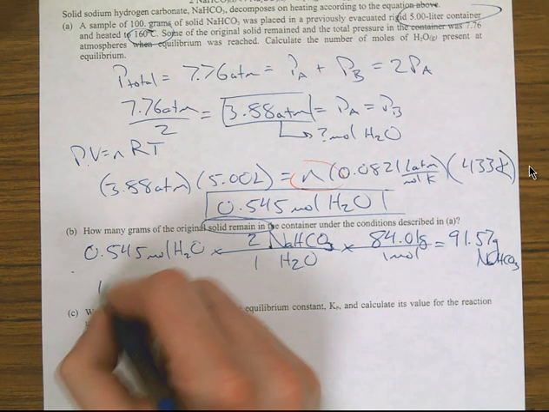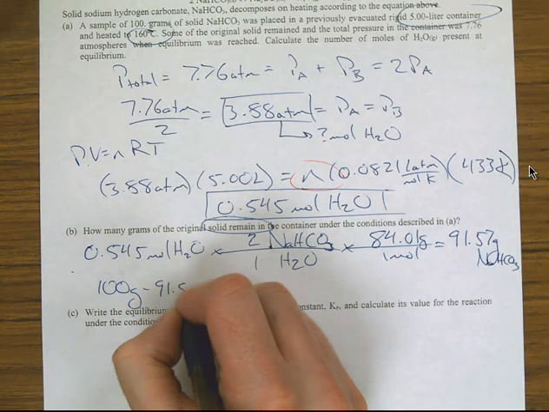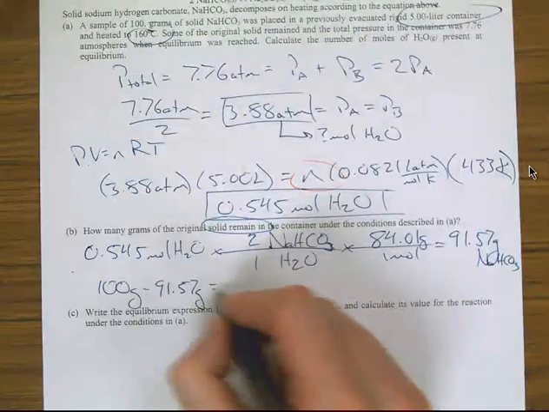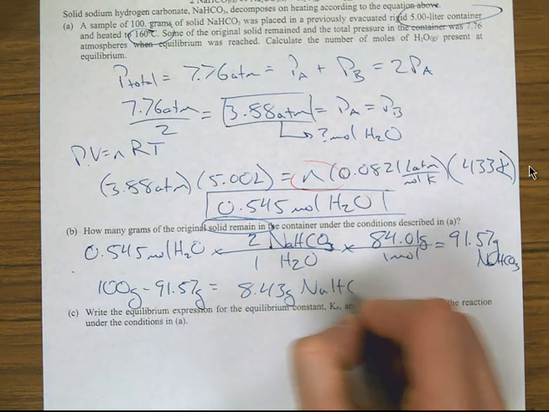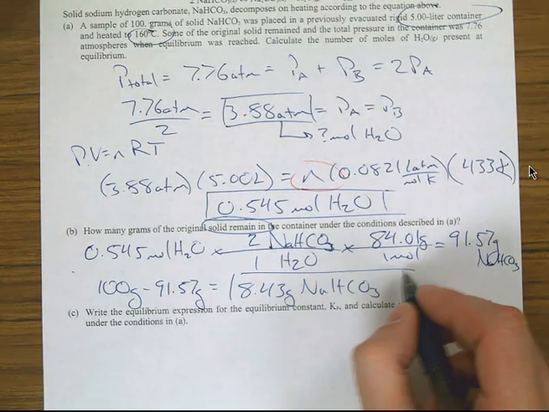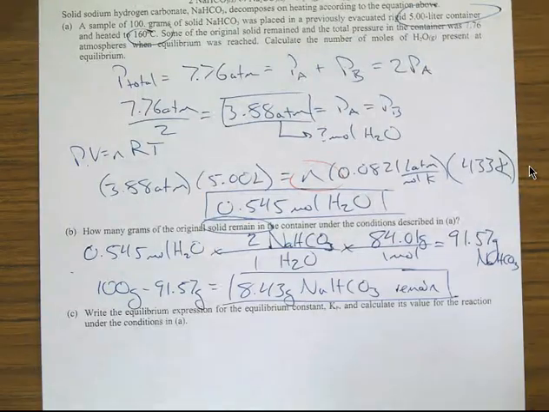Remember, we started with 100 grams. So it's 100 grams minus 91.57 grams, and that gives you 8.43 grams of NaHCO3 remaining. And it might be a really good idea on the AP test to make sure you write down that that's exactly what's remaining.